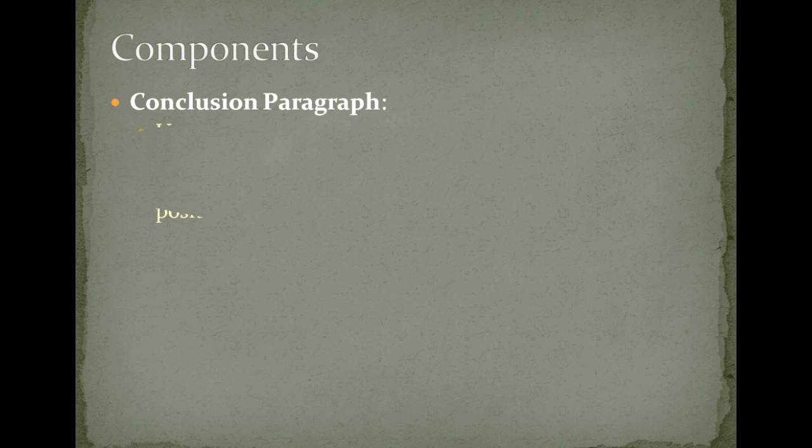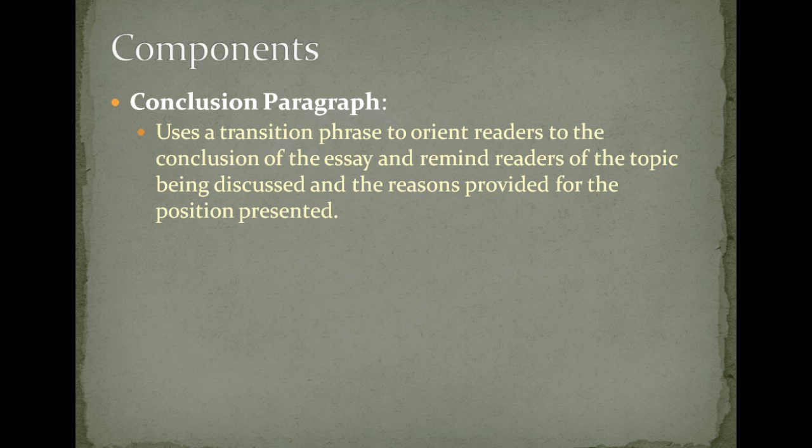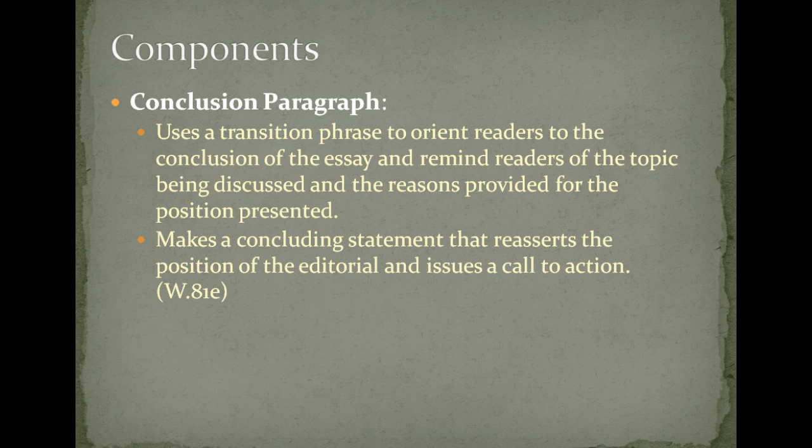Your conclusion paragraph uses a transition phrase to orient readers to the conclusion of the essay, reminding them of the topic and the reasons that they should support the position that's presented. They also make a concluding statement that reasserts the position of the editorial and issues a call to action. So essentially, your concluding paragraph ends with a restatement of the position statement and tries to get readers to agree or do something in accordance with that.